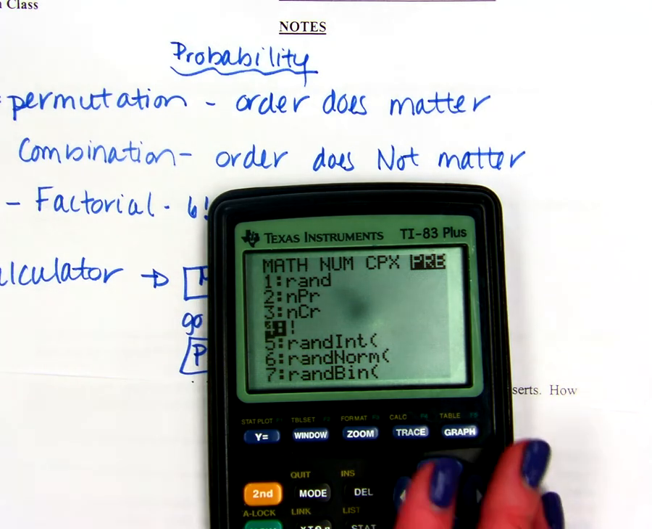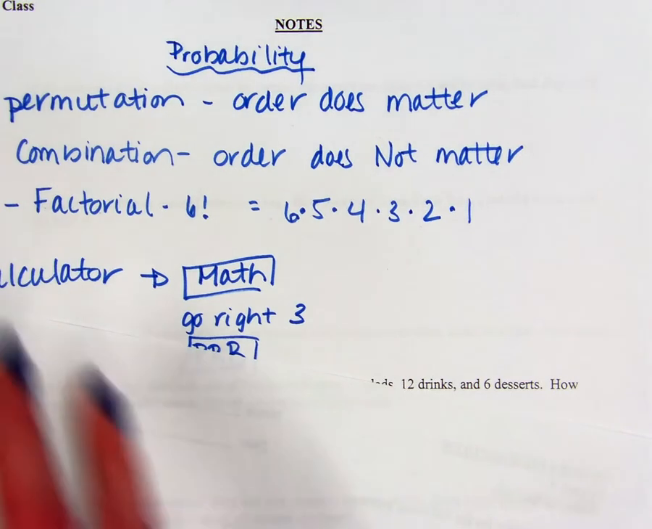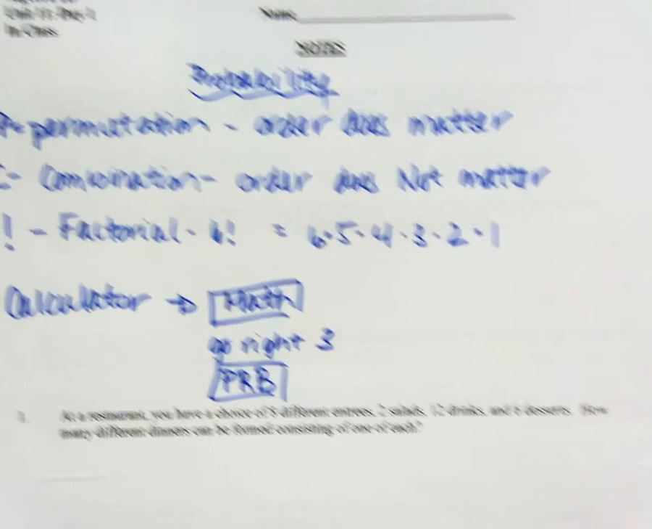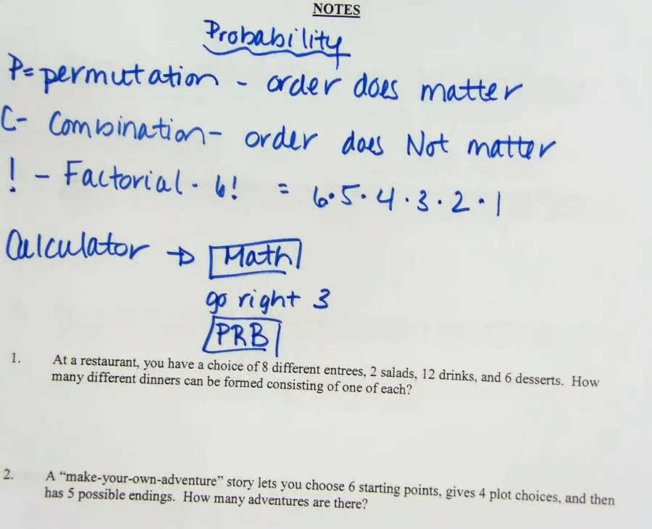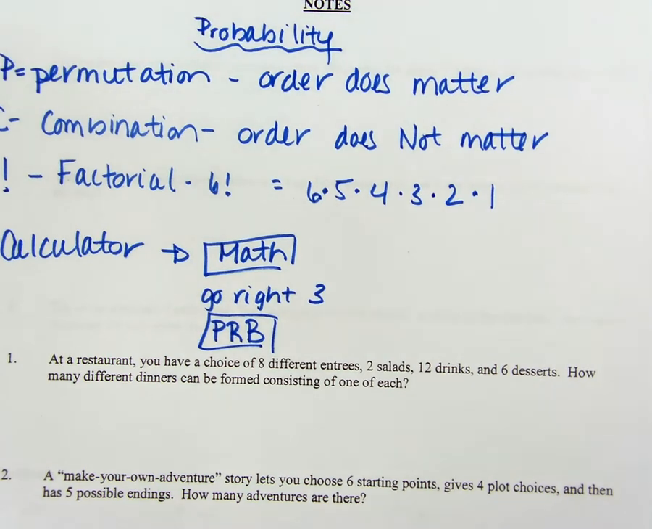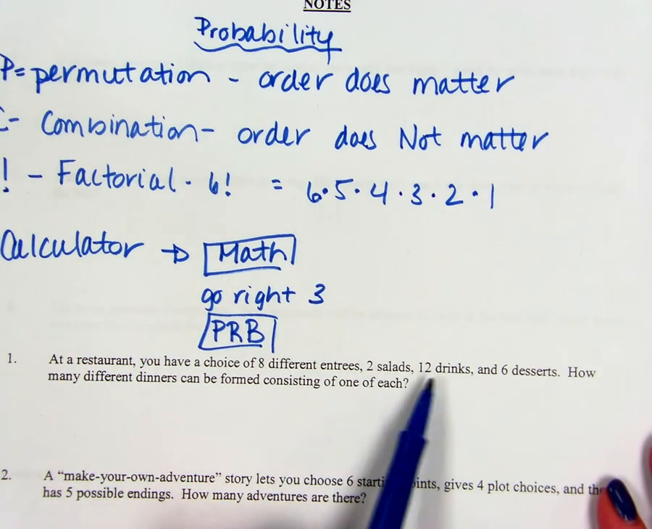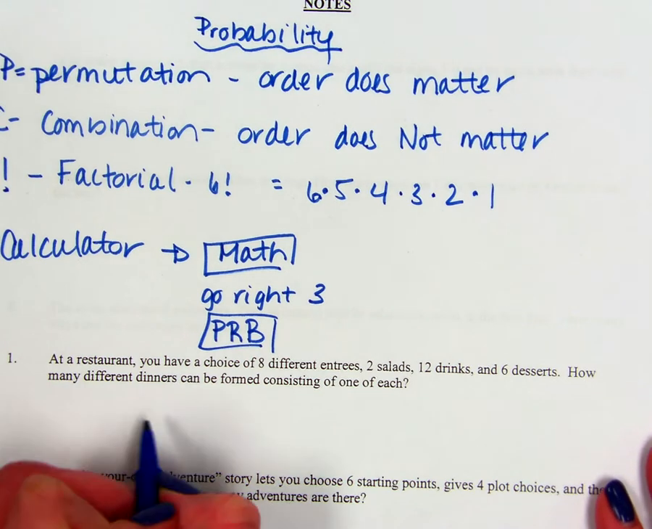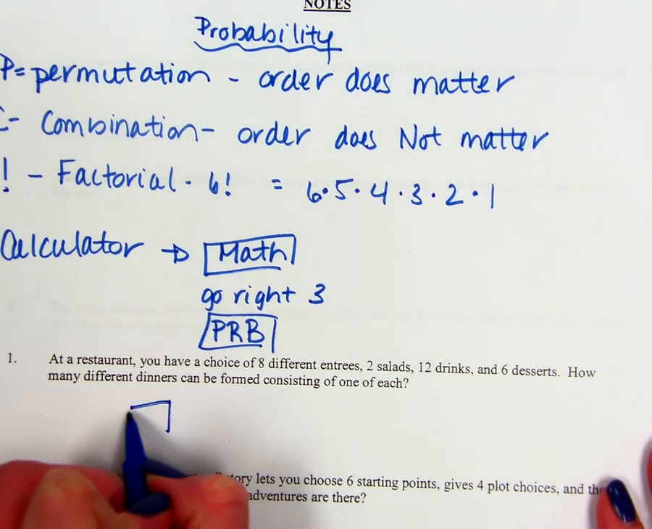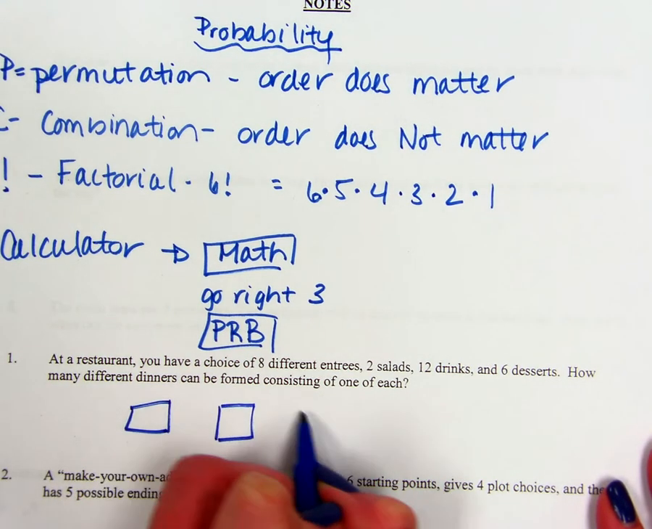So we're going to dive into the last type of problem, called the counting principle, right away. We're going to start with one of those examples. Number 1 says, at a restaurant, you have a choice of 8 different entrees, 2 salads, 12 drinks, and 6 desserts. How many different dinners can be formed consisting of one of each? You have 4 different categories, so 4 different selections for your meal here. Those are going to be represented by boxes, so we're going to write out 4 boxes right here.